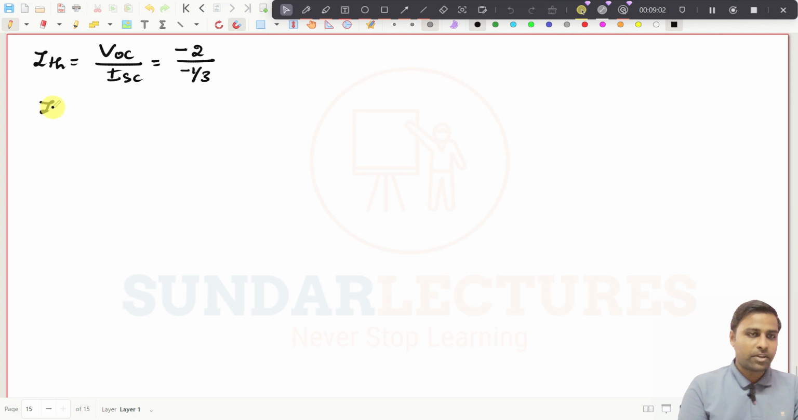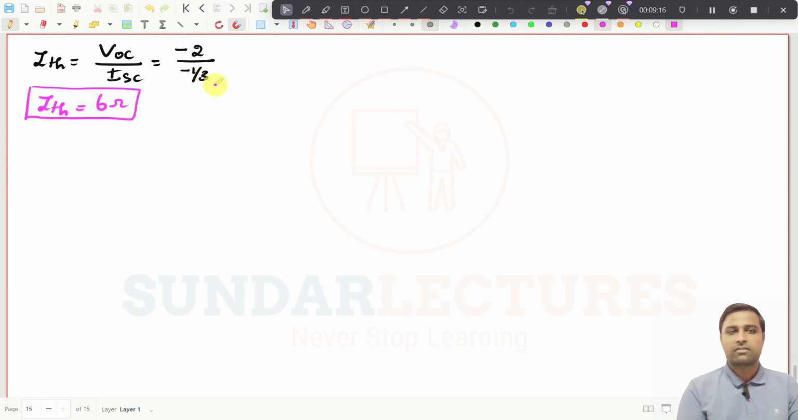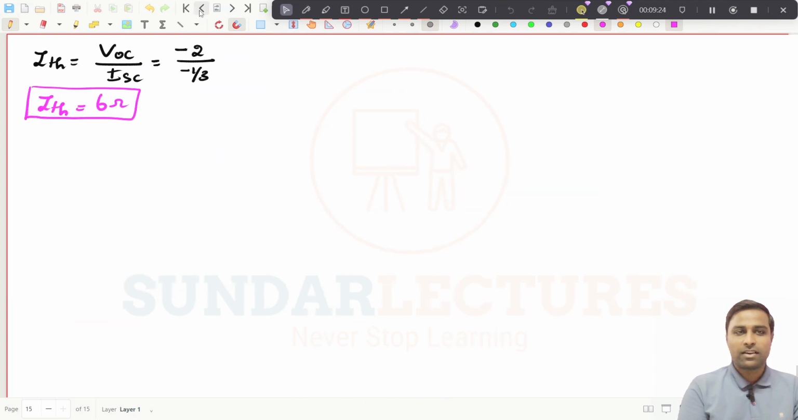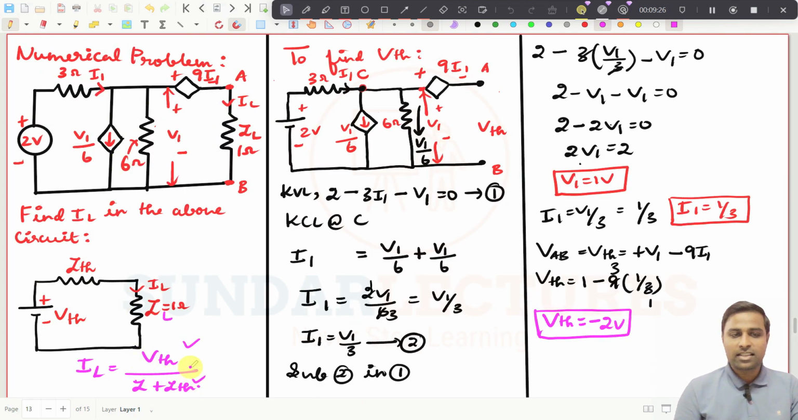And if you simplify this one, you will get ZTH equal to 6 ohms. If you bring this, the minus will be cancelled, 3 to the numerator, and you will get 6 ohms. Now we have found all the values, right? We have found ZTH, so you substitute in this expression for IL.